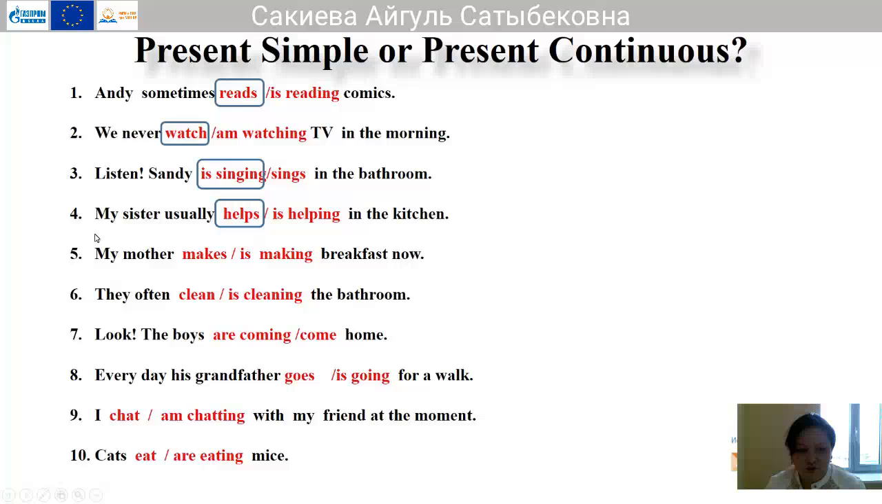Excellent. You have got what kind of keyword or hint word? Usually. Yes, usually. Next, my mother makes or is making breakfast now. Is making, correct. They often clean or are cleaning. Good job, guys. You have all given the correct answers. Excellent. Look, the boys are coming or come home.